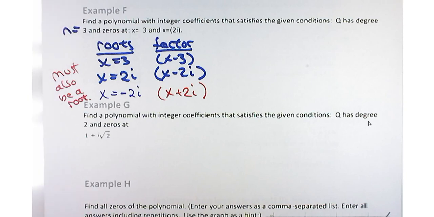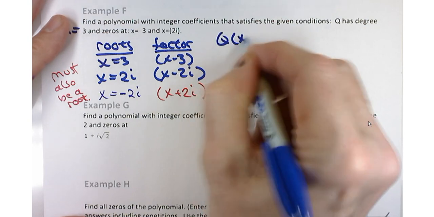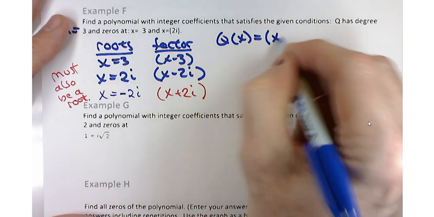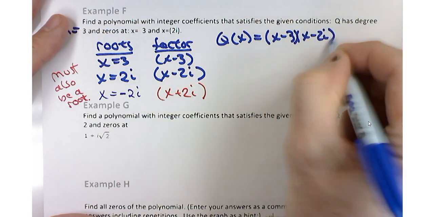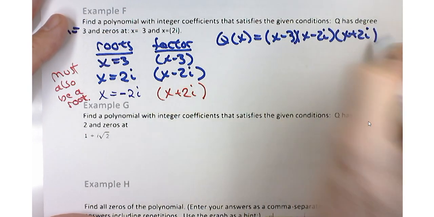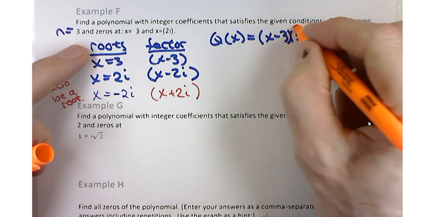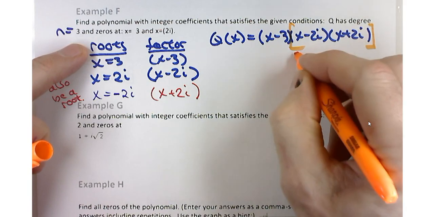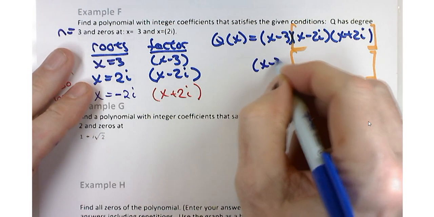Now when they ask you for q of x, that is this polynomial, thank you, Annie, we're going to multiply these together. x minus 3 times x minus 2i times x plus 2i. And let me make a suggestion for you when you multiply these together. Start with the complex terms first. So I'm going to start with those two right there. And we'll leave the x minus 3 till when we're done.